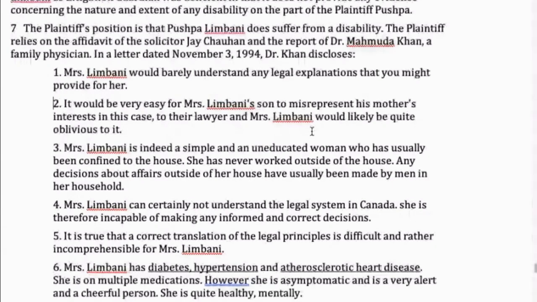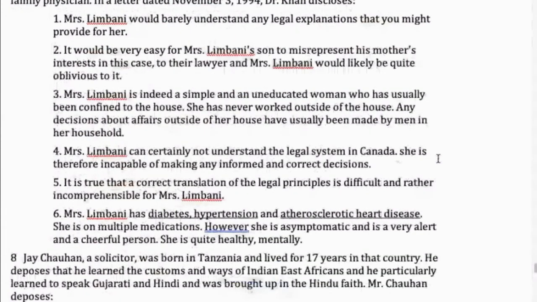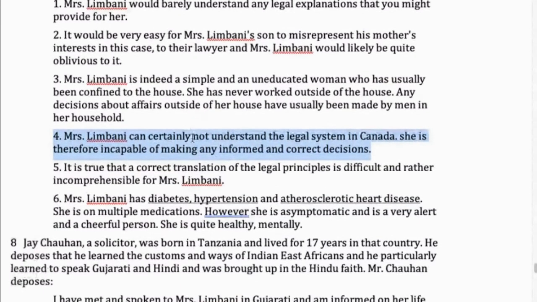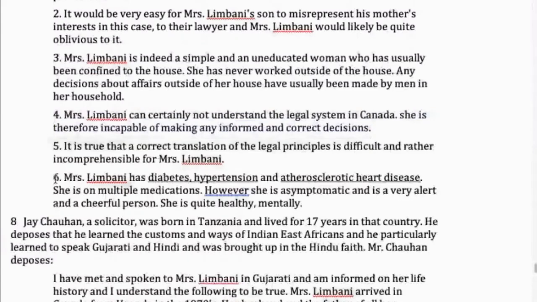She is not particularly educated. She doesn't understand the legal system in Canada. And she knows a little bit of English, but not much. She certainly wouldn't understand legal terms in English. She's never worked outside of the house, and she has some medical issues, right? Diabetes, hypertension, and heart disease. Therefore, they argue she is incapable of making informed and correct decisions.